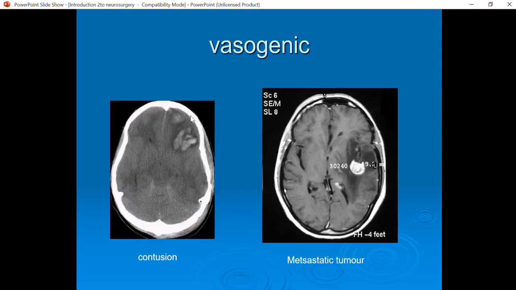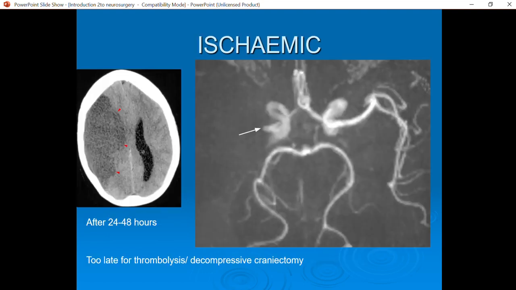The vasogenic brain edema is seen usually on MRI or CT scan around brain tumors, and in this case, yes, steroids, dexamethasone, can help, but not in head injury. Steroids in head injury are contraindicated. Okay.